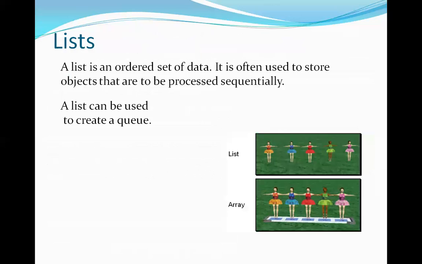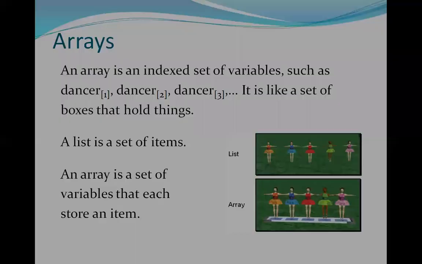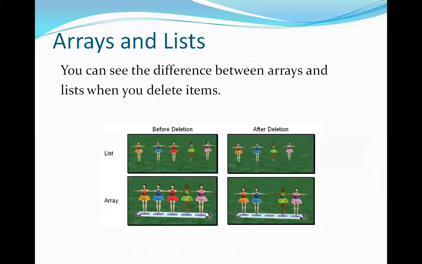A list is an ordered set of data. A list can be used to create a queue. Array. List is a set of items. Array is a set of variables that each store an item. This is list and array. Example of list and array: before deletion and after deletion.